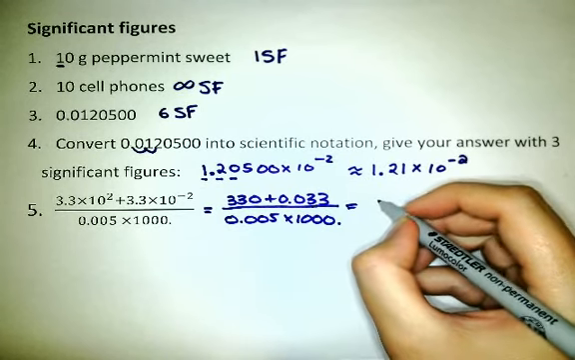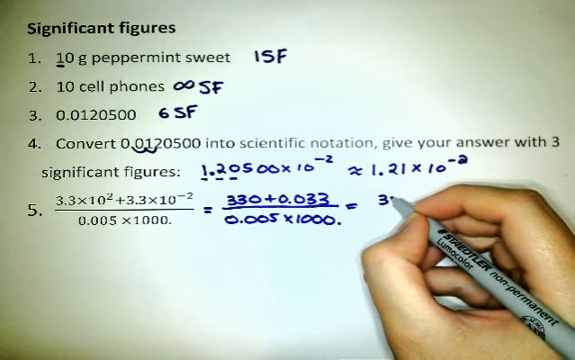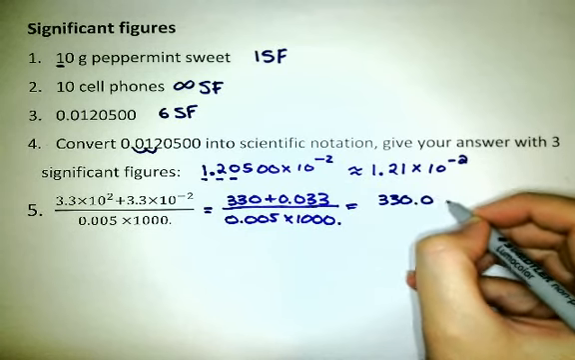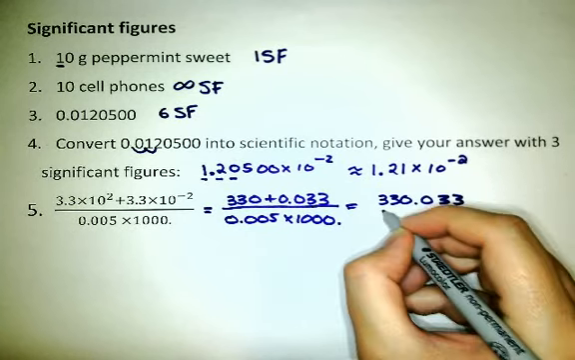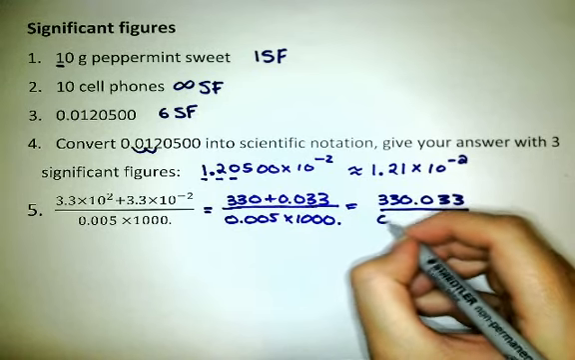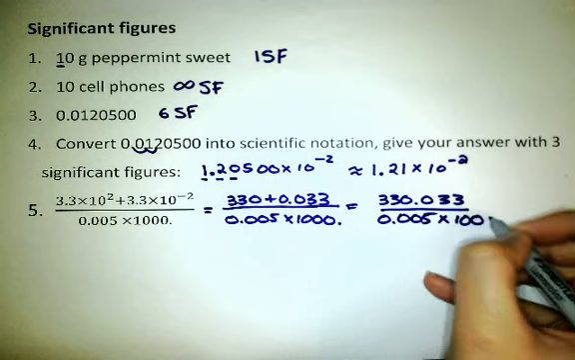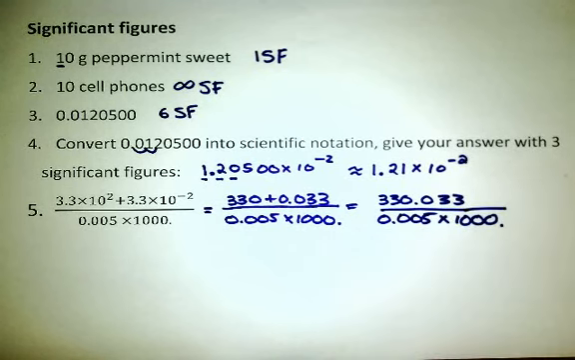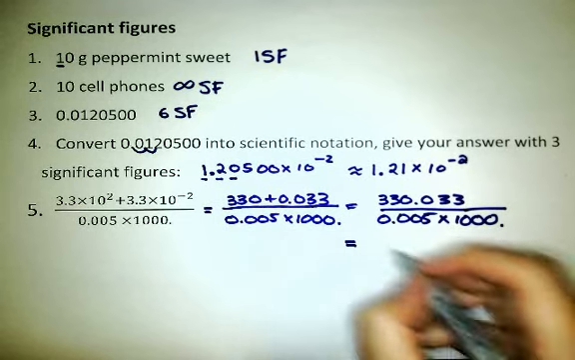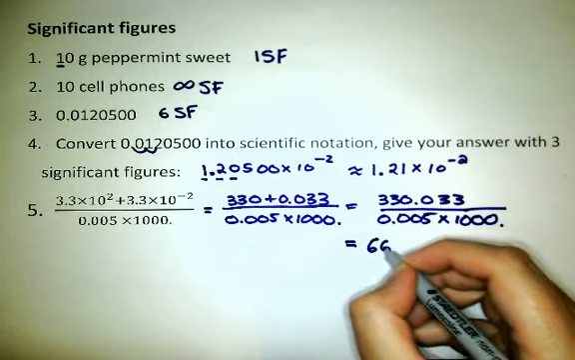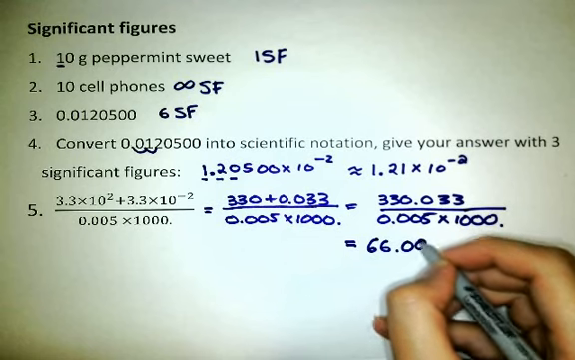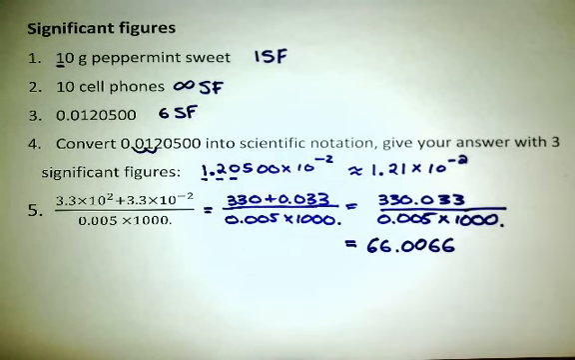Okay, now we're going to continue. So that's going to be 330. Alright, so here's where we stand, and we punch it into the calculator and we get the answer of 66.0066. And now we need to give our answer to the correct number of significant figures.